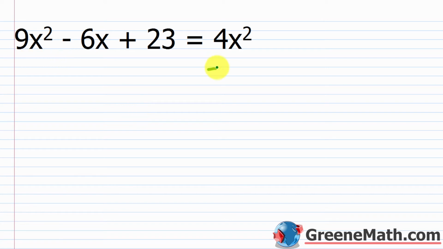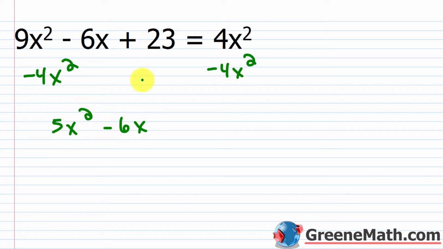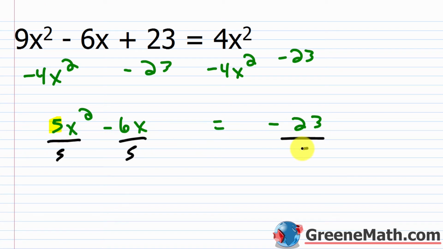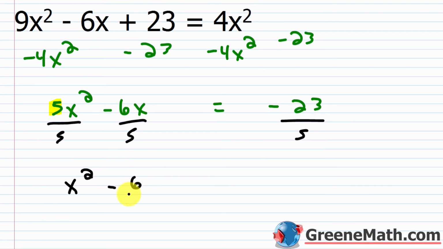So for this one, I'm going to subtract 4x squared away from each side of the equation. I'll have 5x squared minus 6x. Subtract 23 away from each side of the equation. So this is going to be equal to negative 23. So again, in order to complete the square, this coefficient has to be a 1. So we can divide both sides of the equation by 5 to accomplish that. So I'll have that x squared minus 6/5 x is equal to negative 23 fifths.